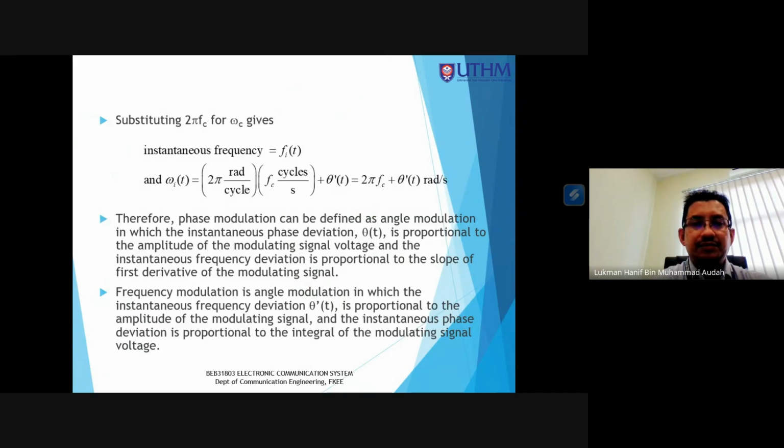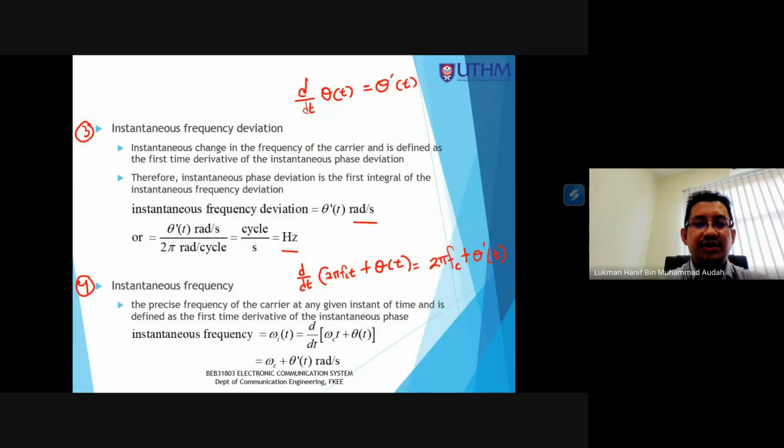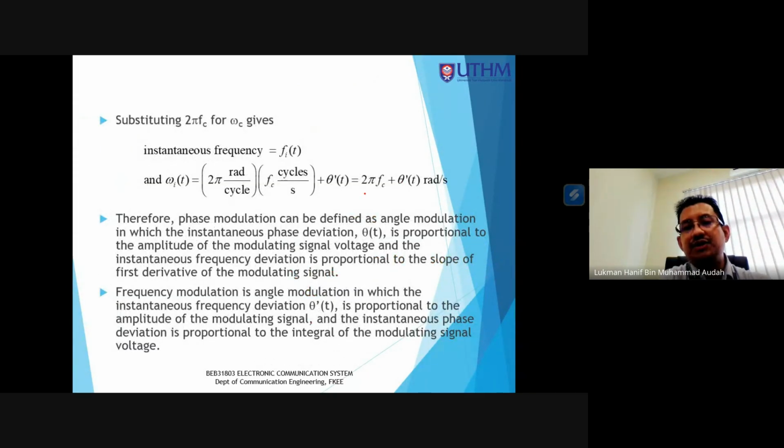So we already see this instantaneous frequency. It is actually 2 pi fc plus theta prime t radians per second. Okay, so here is the explanation about frequency modulation and also the phase modulation.